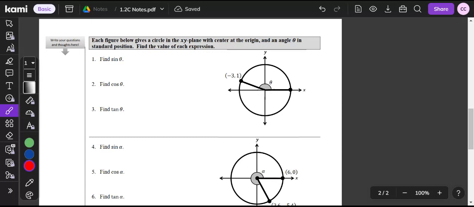So sine, we just learned, is going to equal the y-coordinate divided by the radius of the circle. I know the y-coordinate already. In this problem, it was given to me. The y-coordinate is 1. However, I do not yet know the radius of the circle. So if I were to imagine for just a moment that this is a right triangle, then I can very easily figure out what r is if I know that this distance is 3 units and this distance is 1 unit.